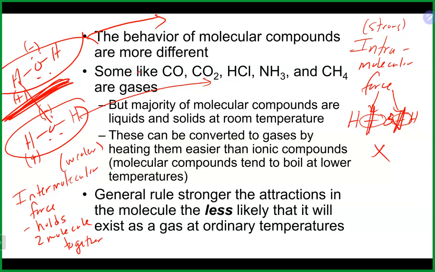The general rule is the stronger the attractive force between one molecule and another, the less likely you're going to find it in the gas phase under normal conditions. That is why things like methane are gases under normal conditions. Methane is held together by a super weak force, so weak that it doesn't take much, and the molecules will separate from each other, and they are gases.